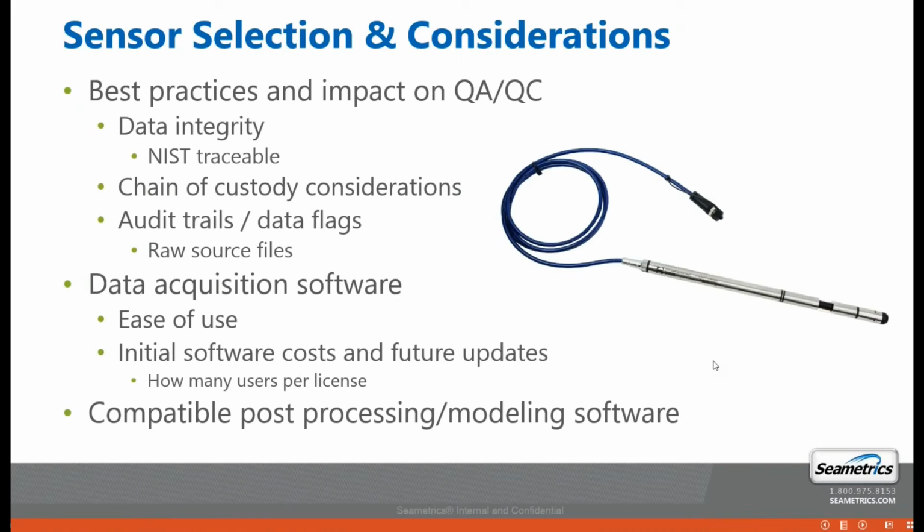Some other sensor considerations, some of the best practices and impact on QA and QC, obviously would be the data integrity. Lots of the sensors are NIST traceable. I don't know if that's something you have there, but that is on our end. It is where we verify that all of the equipment that we use has been calibrated, that it's within the standard, within its specs, so that we know that as we're producing sensors that they're coming out correct. Chain of custody considerations are also something, and audit trails with raw source data files.